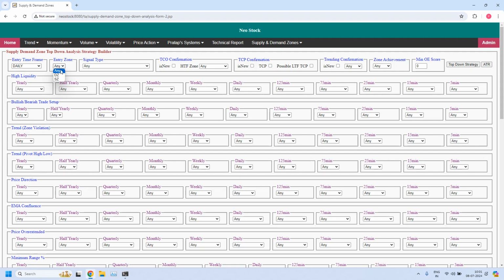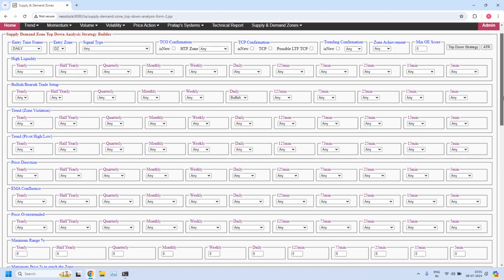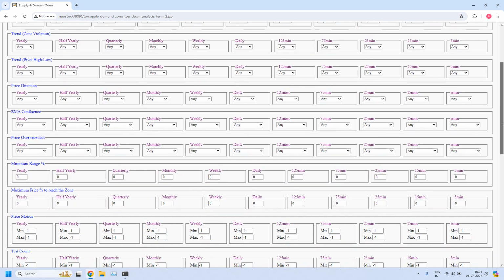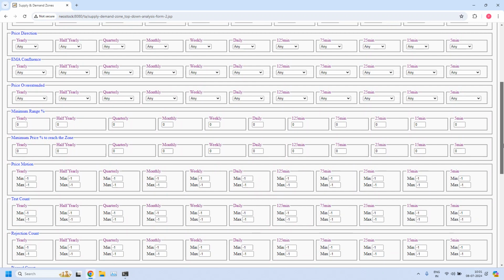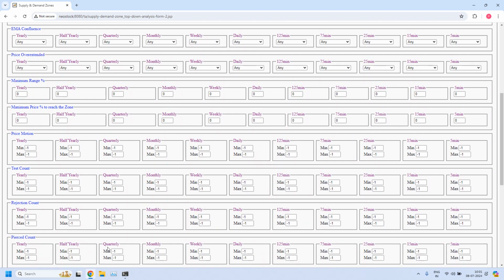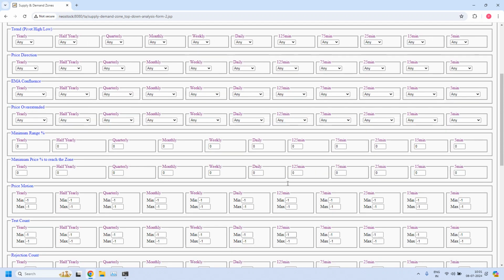For bullish trade setup, entry zone is a demand zone, and also in bullish bearish trade setup parameter in daily time frame, I am selecting bullish, and I need to set 3 filters. We don't want pierced zones. So here we have a pierced count column. In this pierced count in daily time frame, that is entry time frame, we don't want pierced zones for demand zones, because this is bullish bearish trade setup. This filter is applied to daily demand zones.